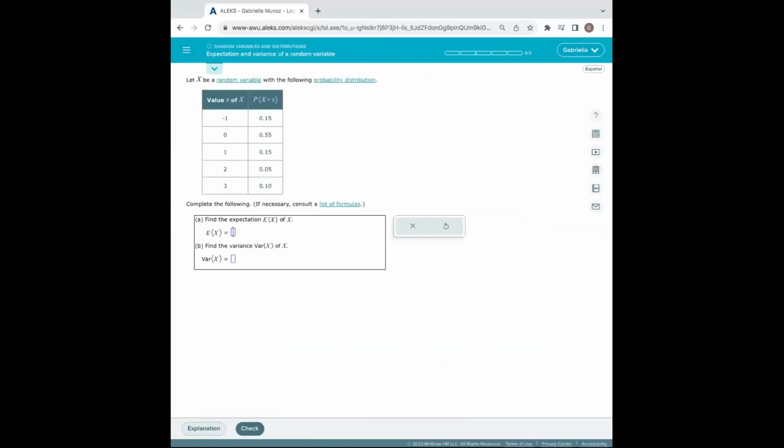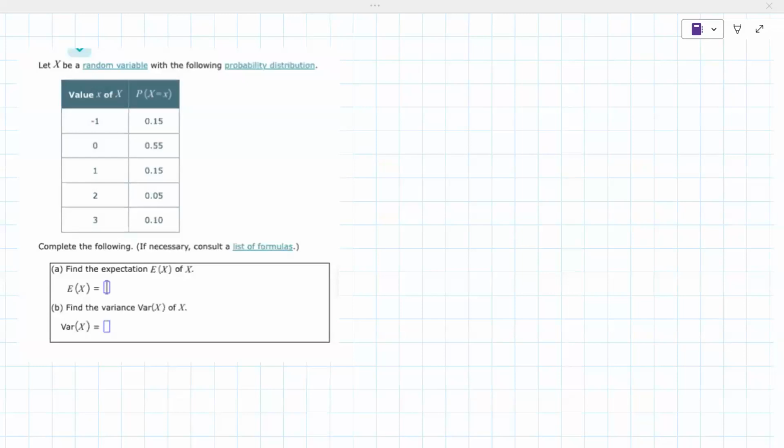All right, so let me grab this. This one's a little bit time consuming, but it's very repetitive. Meaning, once you see one, you don't do the rest. So to find what's called the expected value of X, it's actually the mean. To find E of X, you take each of the X values and you multiply them by the probability, and then you add them up.